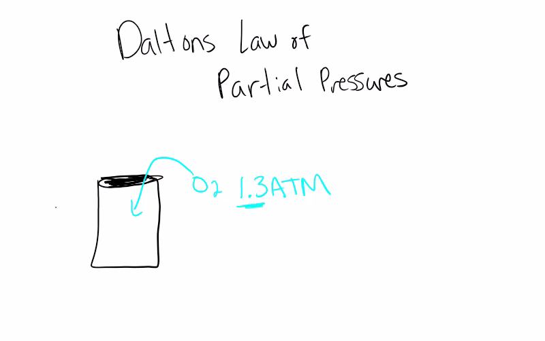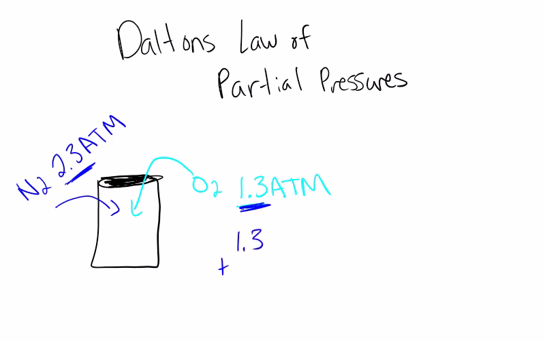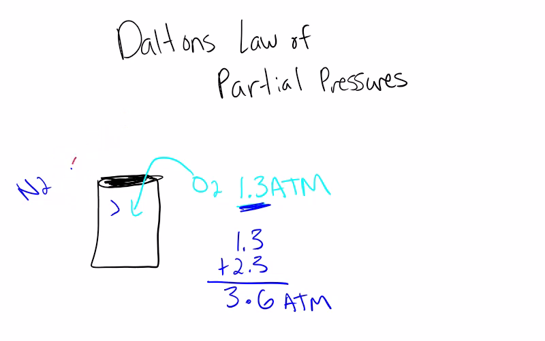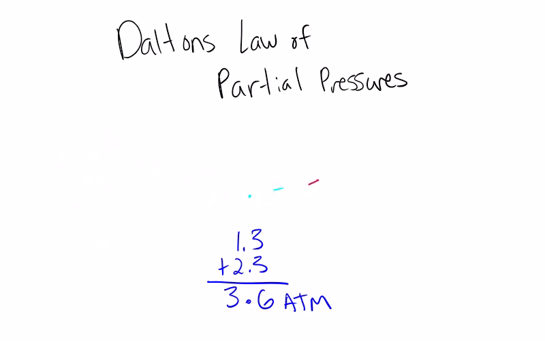But what happens if we were to add something else, like let's say nitrogen gas? Let's say I put 2.3 atmospheres of nitrogen gas in there. What would be the total pressure inside of the jar? This is a simple math problem. We know that if nitrogen gas is 2.3 and the oxygen gas is 1.3, we can just simply add those up. So 1.3 plus 2.3, that's going to give us 3.6 atmospheres. That's basically what Dalton's law is telling us, that we can add up all of the partial pressures of a gas in a container, and that will equal the total pressure.